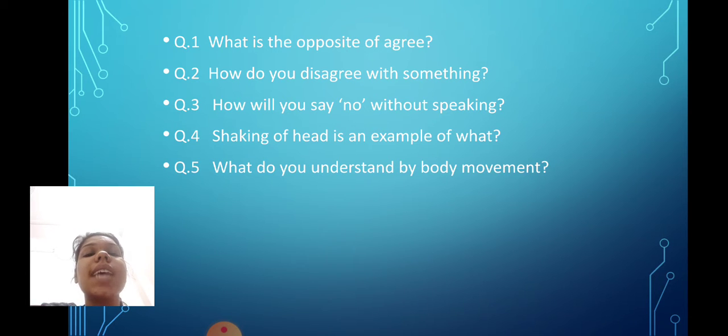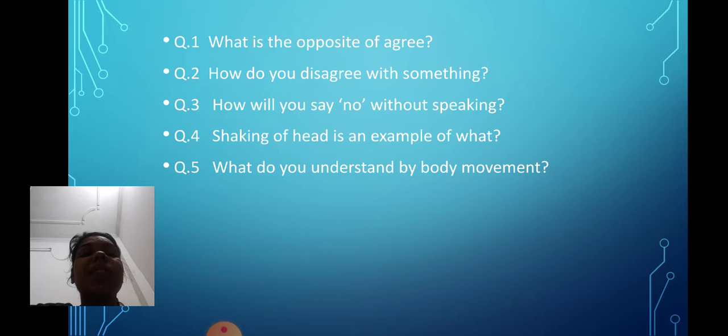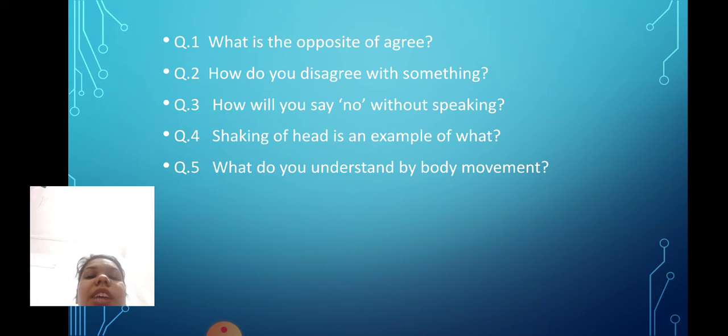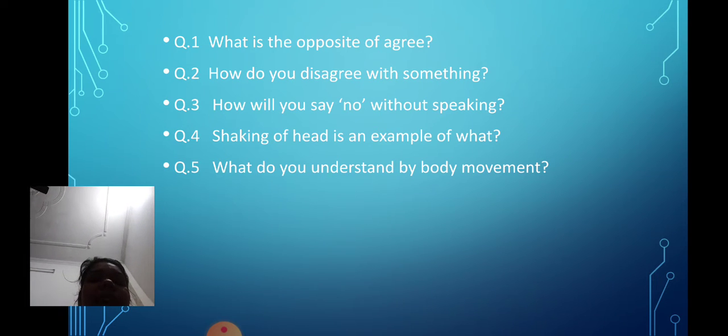How do you disagree with something? Yes, we disagree with something by saying no. How will you say no without speaking? We will say no without speaking by shaking our head. Shaking of head is an example of what? Yes, shaking of head is an example of body movement.